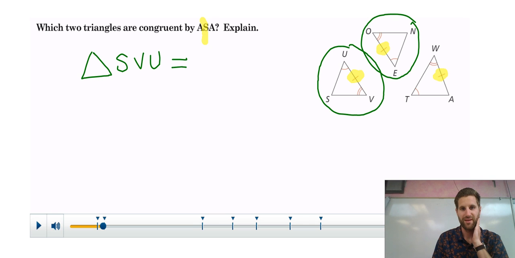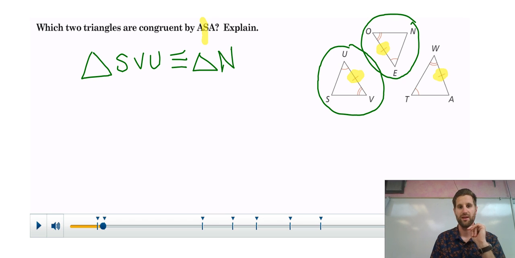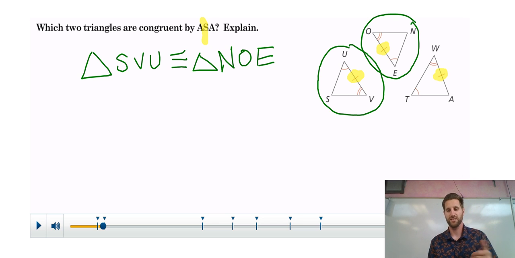SVU is congruent to triangle. Now this is where I have to make sure I match things up. So S is going to match up with N. V is going to match up with O. And U is going to match up with E. So these are the two, and it's because they have that included angle. Okay?